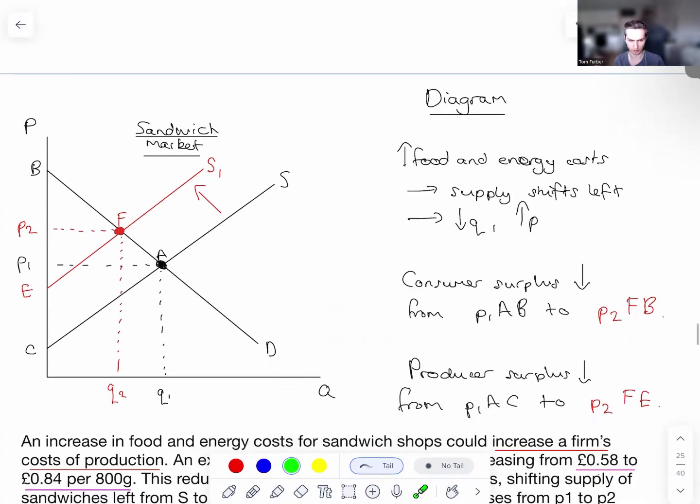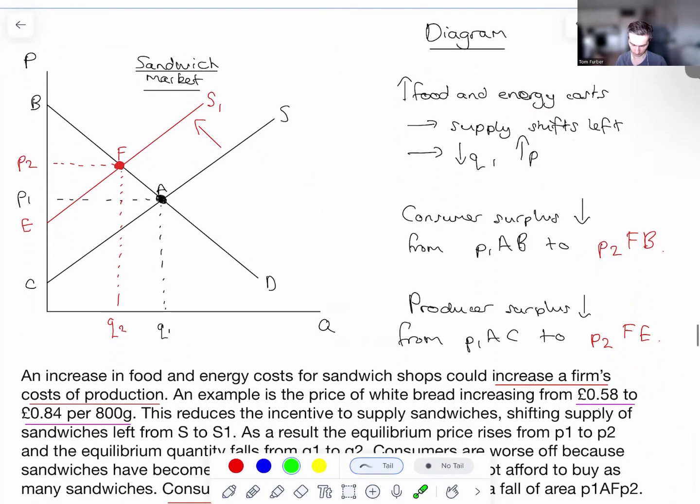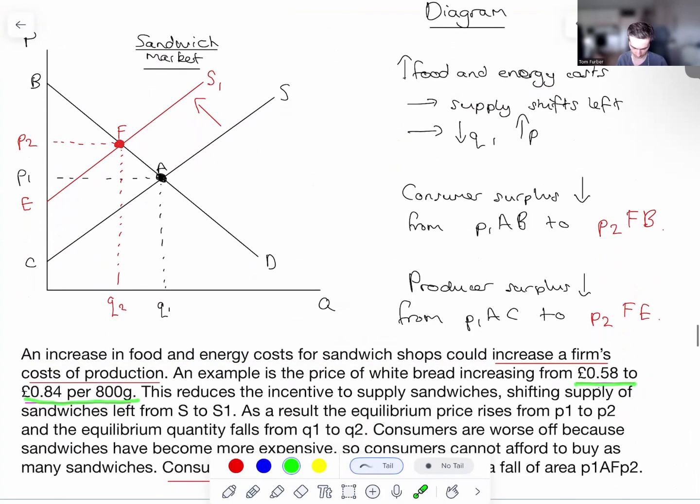So our diagram is going to be showing the supply shifting left because of higher food and energy costs. And so an increase in the food and energy costs for sandwich shops could increase a firm's cost of production. And we're using that example of white bread price increasing in the supermarkets. And that's going to reduce the incentive to supply because the costs are higher, so the profit margins are lower.